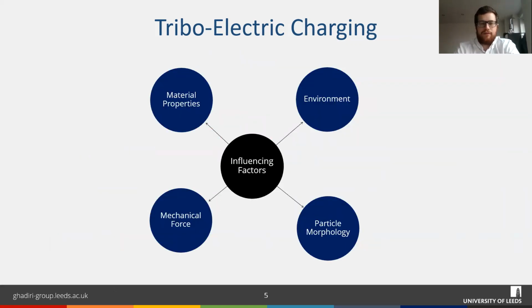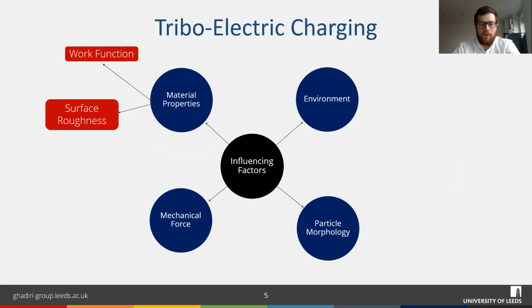Some of the factors that influence tribo-electric charging I've presented here, and I've tried to split them up into 4 key categories. You've got material properties, environment, particle morphology, and mechanical force. I'm going to run through some of these briefly. Something I want to touch on is the work function, which is defined as a material's ability to lose an electron. And this is really quite important in governing what's known as the tribo-electric series, which is essentially quite a comprehensive list of materials that states how they would charge against each other.